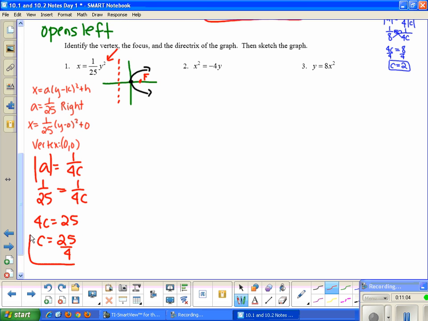So now that I know that C value, that's the distance from here to here, so my focus is to the right, so I'm adding to my vertex x-coordinate 25 over 4. So this is going to be 25 over 4, comma 0, because we don't change the y-coordinate for my focus. And the directrix is now x equals, since it's on the negative side, negative 25 over 4.